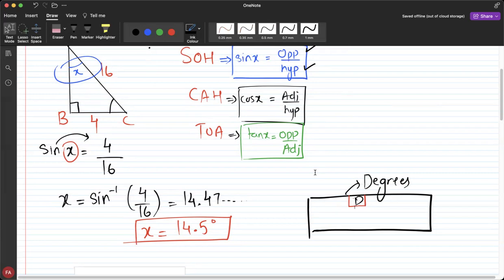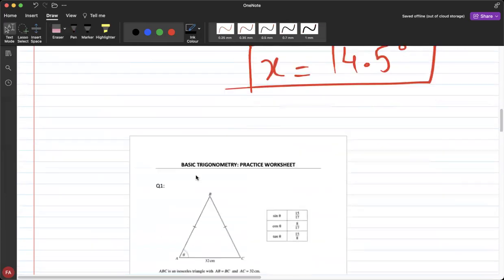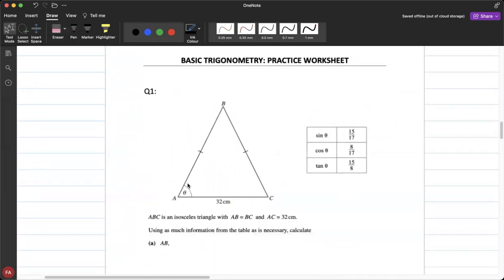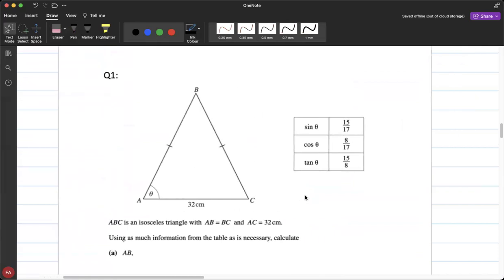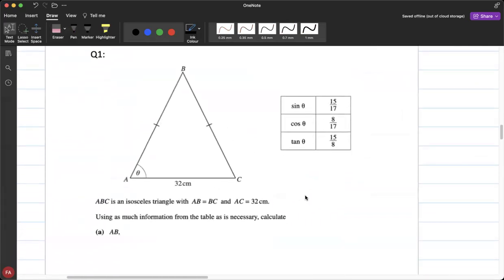But before I do, let's try a practice exam paper question. So this over here is a question, and it says ABC is an isosceles triangle with AB equal to BC. And similarly, AC is given to us as 32. Using as much information from the table as is necessary, calculate AB.